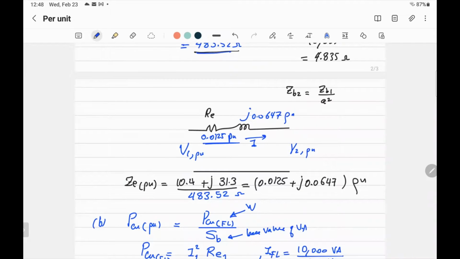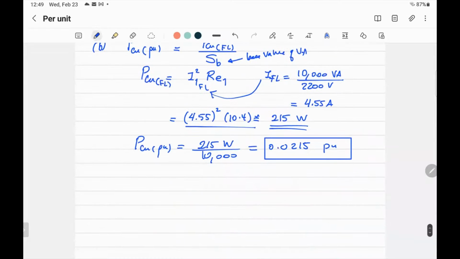Yeah, but you got it wrong on the equivalent resistance. Yes, 0.25? That's right, yes, I wrote it flipped. It should be 0.0215, yes, flipped. 0.0215 per unit.